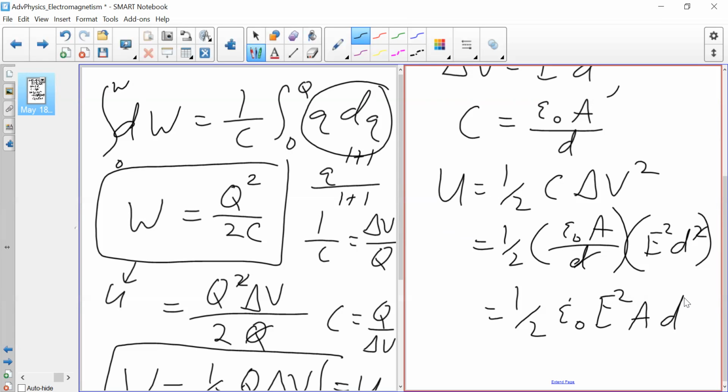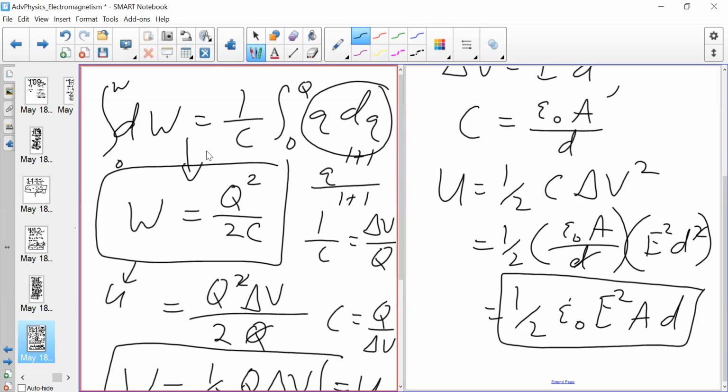So far, so good. We just made a bunch of substitutions. Once we derive this one, we're just playing around. Yeah, so it's like, okay, 1 over C, C is Q over V, okay, 1 over C is delta V over Q, okay, substitute.